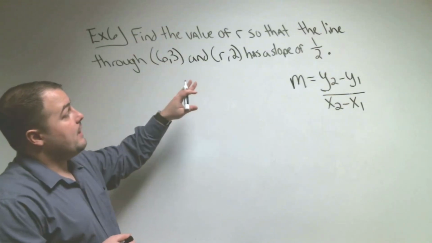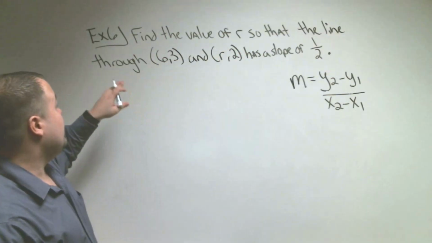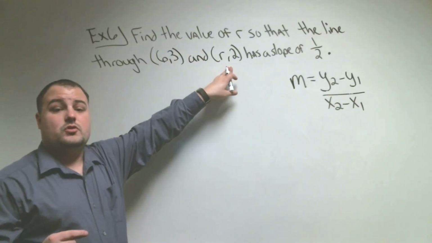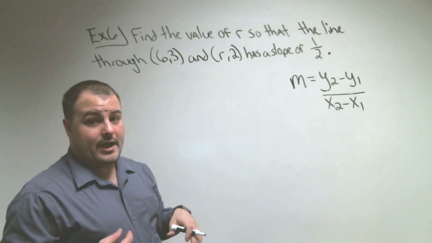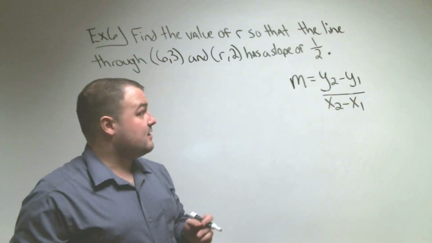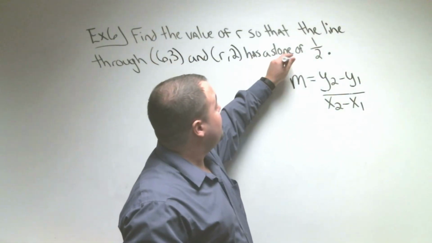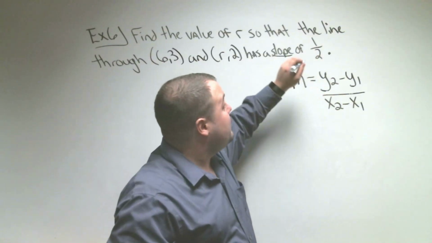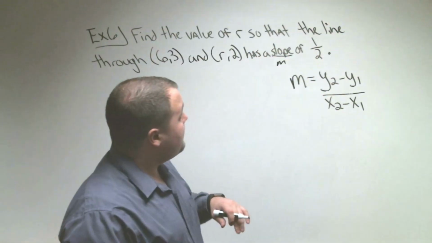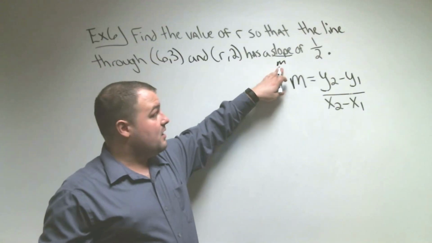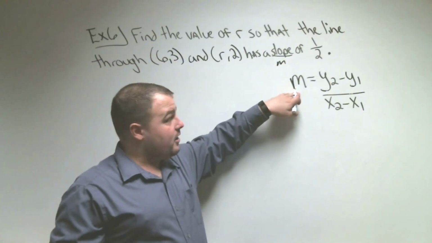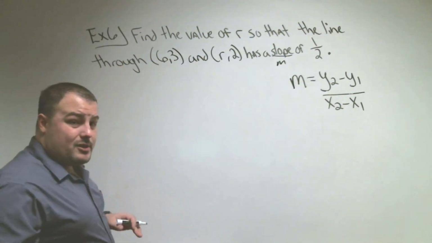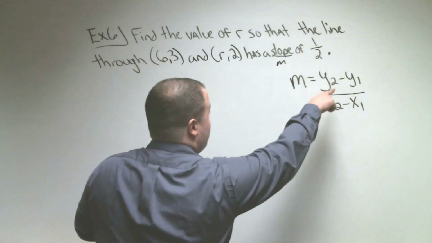We're going to find the value of r so that the line through (6, 3) and (r, 2) has a slope of 1/2. So we're actually going to be given the slope. It says the slope is 1/2. Now remind yourself that slope is the letter m. So we're given m. The slope is 1/2. So what I would do is I'd rewrite this equation.